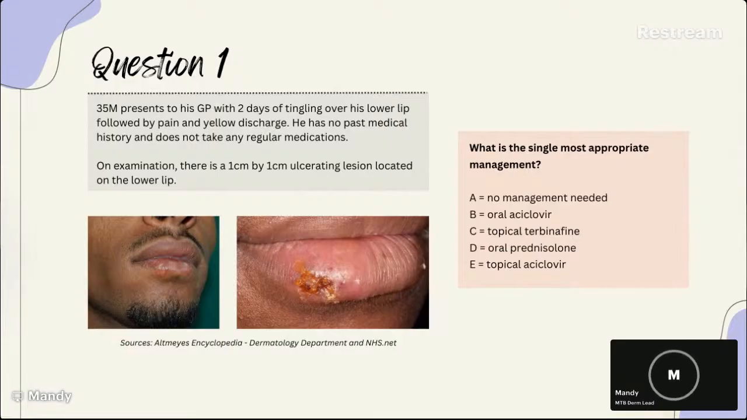You can also pop them in the chat, so I can see that you're giving a shot at the answers. Okay, so for this question, the answer here would be E, topical acyclovir. If you're thinking about what this possibly might be, please let me know in the chat below. We'll be moving on to the next question and then I'll wrap up what these different questions have in common.